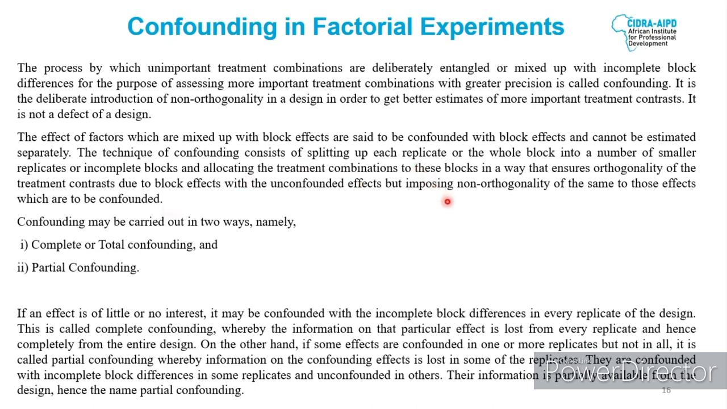If it's still a little bit confusing for you to understand, just remember that when you see a model of a factorial experiment and there's an equation, all the parameters of the independent variables have to be independent of each other. But due to confounding, one becomes dependent on the other. Just like we saw in the path diagrams, a hidden factor is introduced. So this is the problem we have when we are dealing with block effects in factorial designs. Confounding may be carried out in two ways. It can be complete or total confounding, or partial confounding.